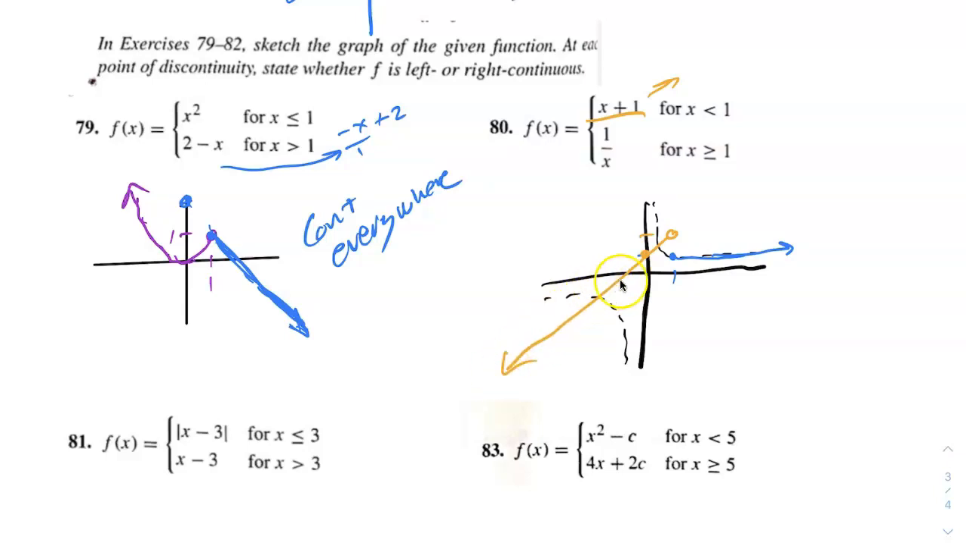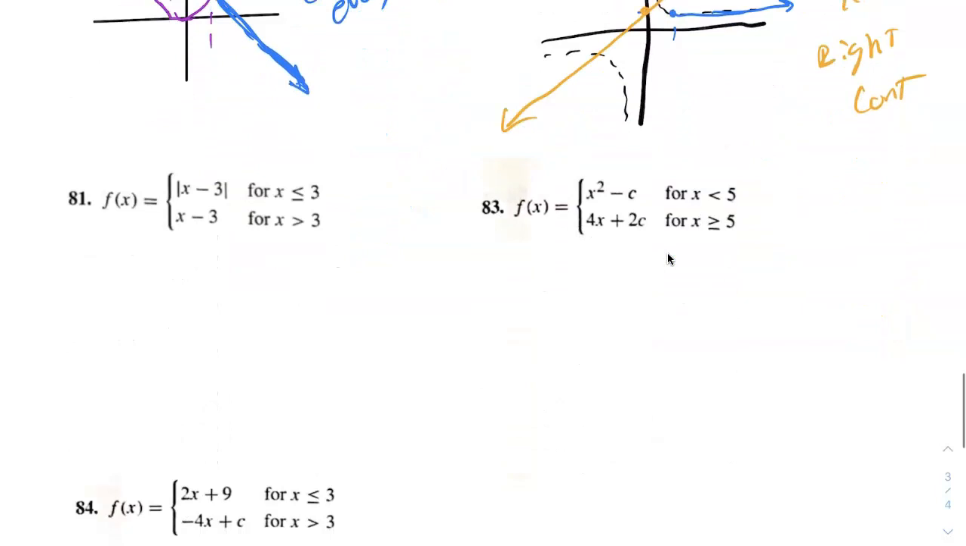So there's my piecewise function. I have my orange graph right here, and I have my blue graph right there. And what type of discontinuity is this? Because it's not connected, it's a jump, right? To go from there to there, you gotta jump down. So it's a jump at x equals 1. And it's right continuous, because the right side has a closed circle. That's all that matters. That's the easiest thing: if the right side is closed, it's right continuous.